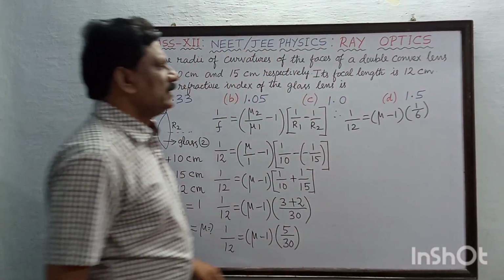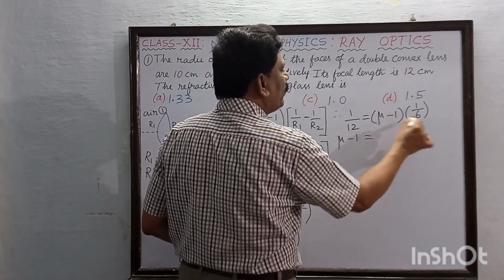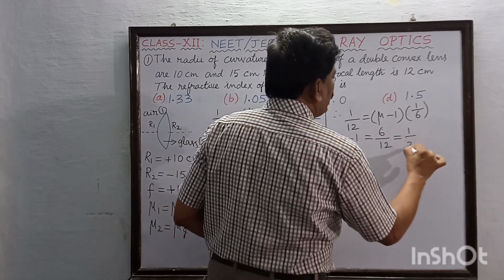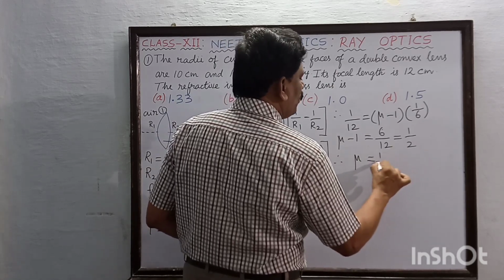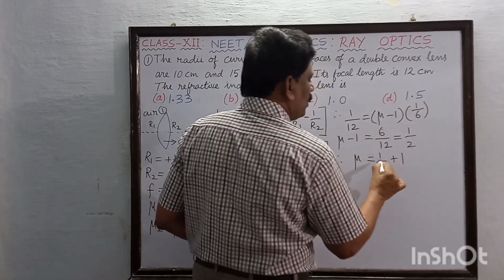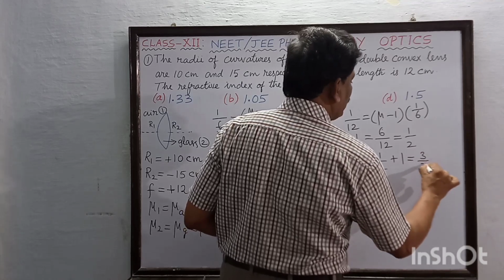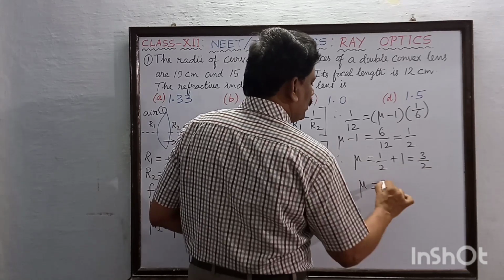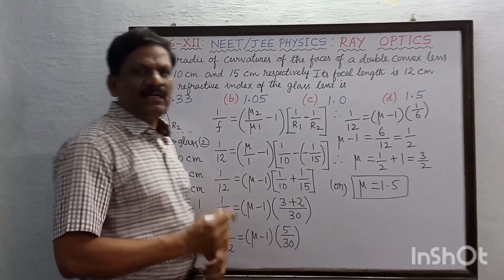Therefore, what is mu minus 1 equal to? Mu minus 1 is now equal to 6 by 12, so this is equal to 1 by 2. Therefore, mu is equal to 1 by 2 plus 1. So 1 plus half is 1 and a half, that is 3 by 2. Or mu is now equal to 1.5. Okay, mu is equal to 1.5.